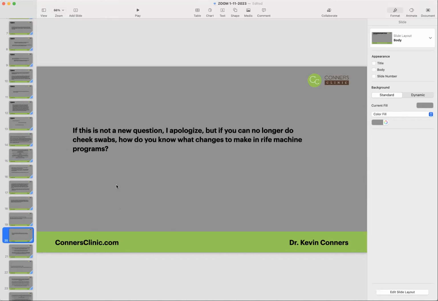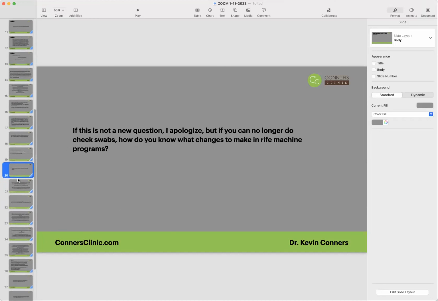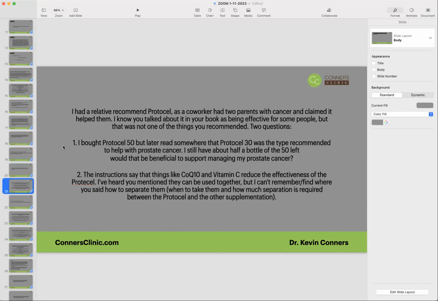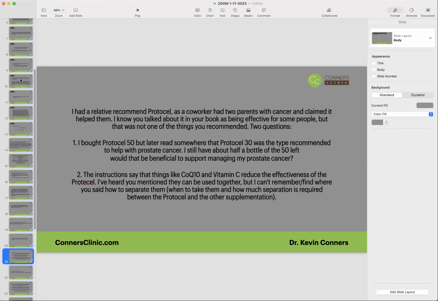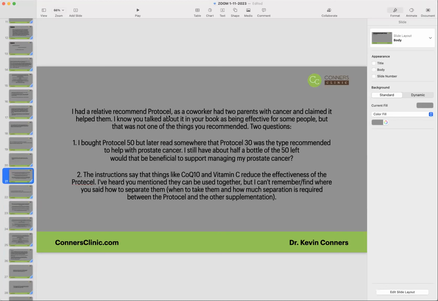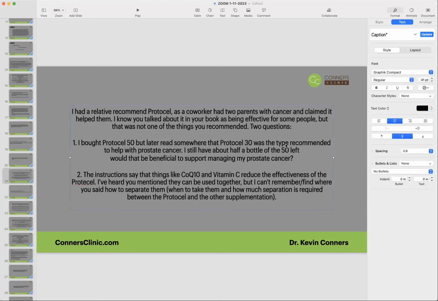If this is not a new question, I apologize, but if you can no longer do cheek swabs, how do I know? Oh, we already talked about the Rife changes. I had a relative recommend Protocell. So Protocell is something that I think is a great protocol, but we'll talk about the caveats of that. I write a lot about Protocell. Matter of fact, you could look up information on Protocell in my book, or on our blog.